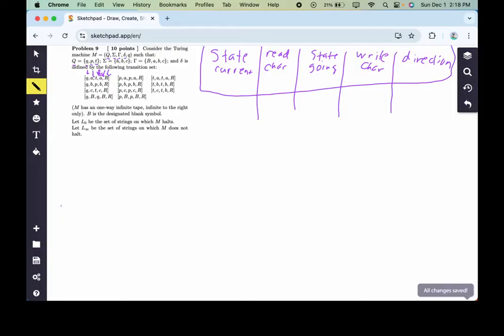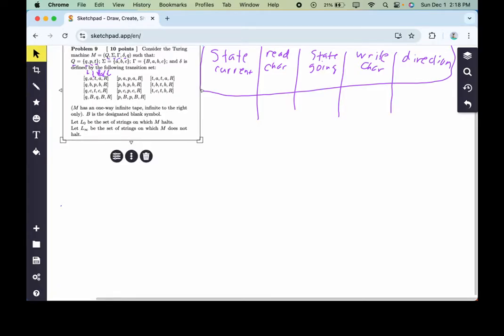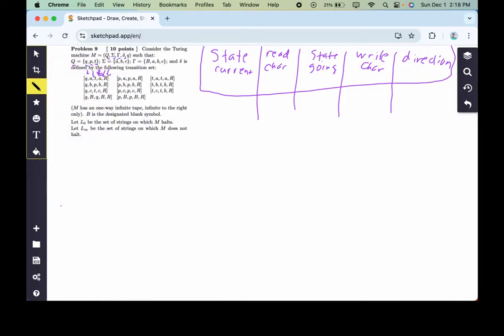So this is our basic Turing machine, and what each of these symbols represents. So with that being said, M has a one-way infinite tape. So if you notice, all of these directions here at the end are all R's, meaning we're always going to the right. Some are going to be a little harder. We're going to go to the left at some point, but we'll get to that. And B is the designated blank symbol. Okay, let L0 be the string on which M halts. Let L infinity be the set of strings which M does not halt.